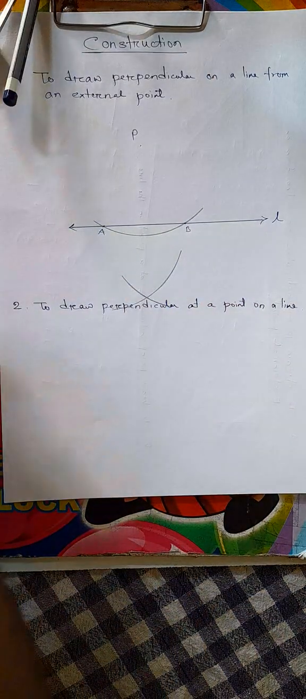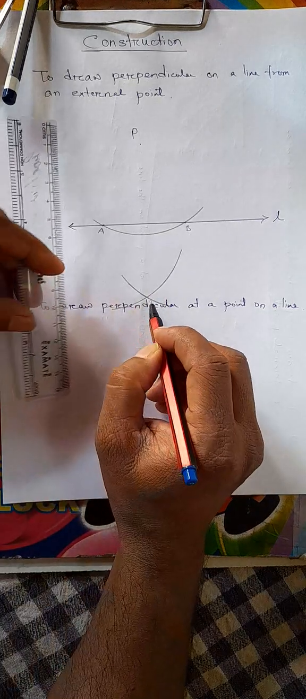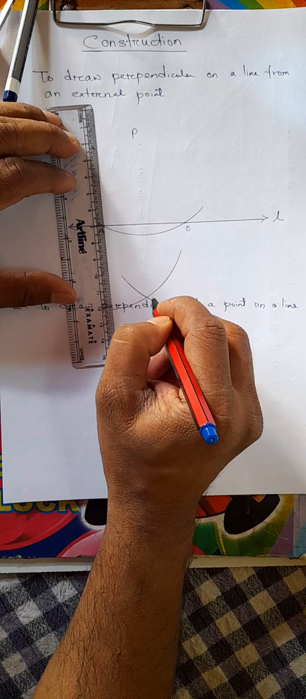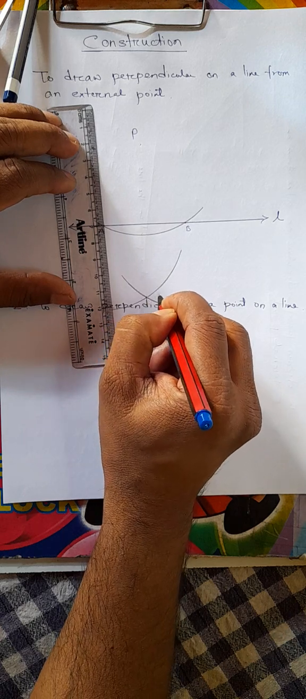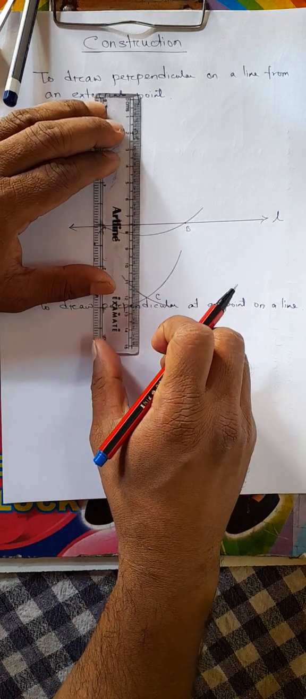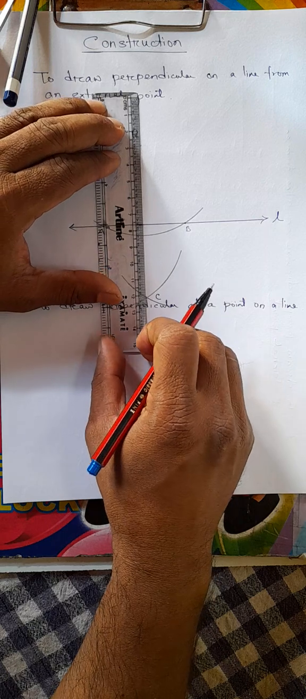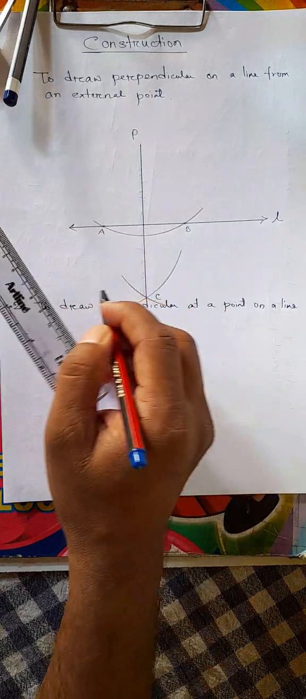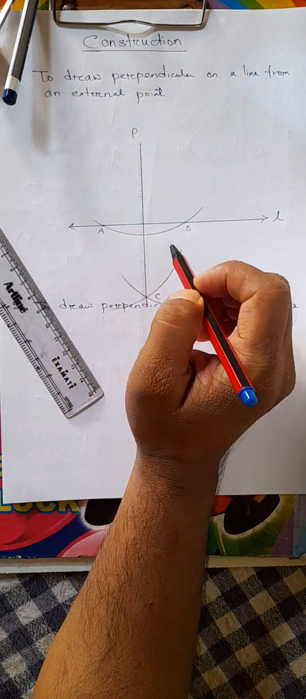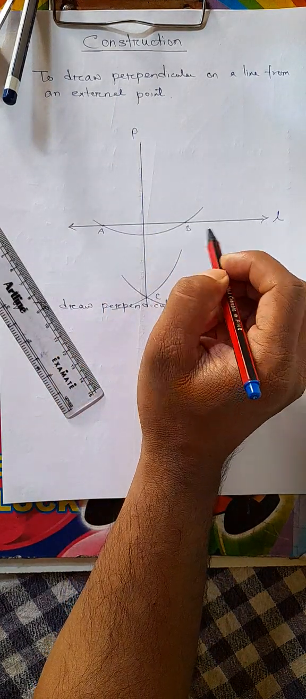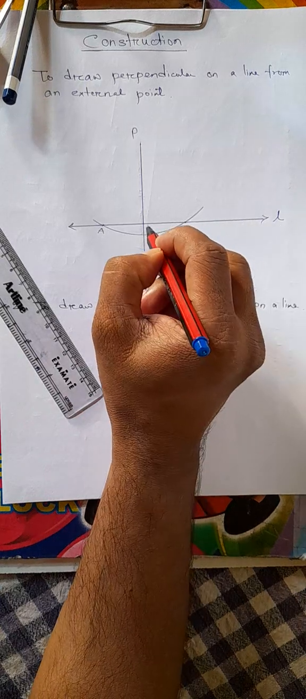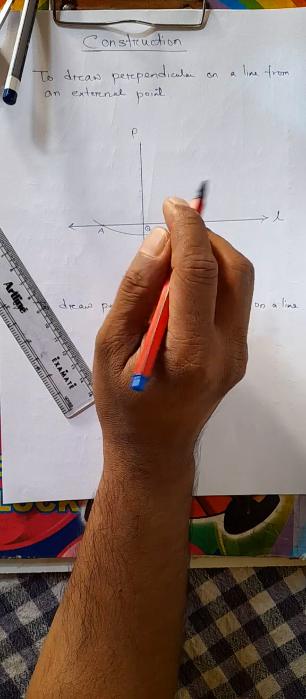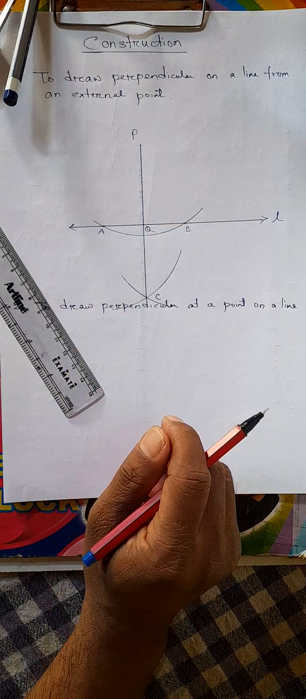Now we find the point of intersection of these two arcs. Let us denote this point, suppose C. Now let us join P and C. Now this line PC intersects the line L at this point. Suppose this is Q.